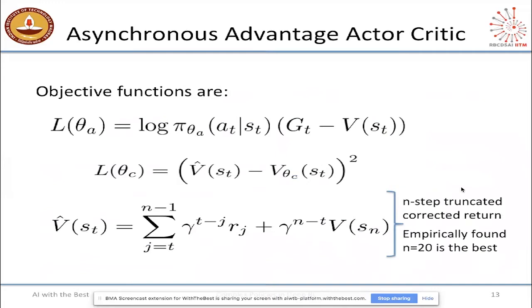So for people who are familiar with A3C, just a quick recap as to what the objective function is. You have two loss functions that you're trying to minimize. One for the actor, right, which essentially takes a log of the policy parameters and then times the advantage. And the loss function for the critic, which is just the squared error loss function, where V hat is the target that you're trying to approximate, and V theta is the actual predicted value from the approximator, and V hat is essentially an n-step truncated return, and n equal to 20 was something that was empirically used.